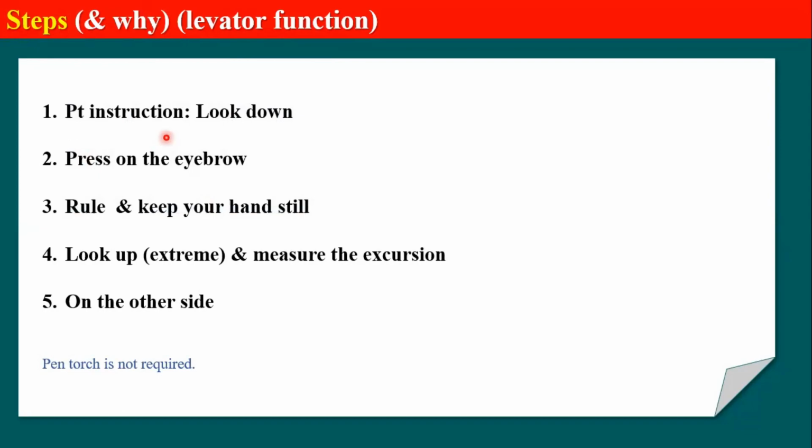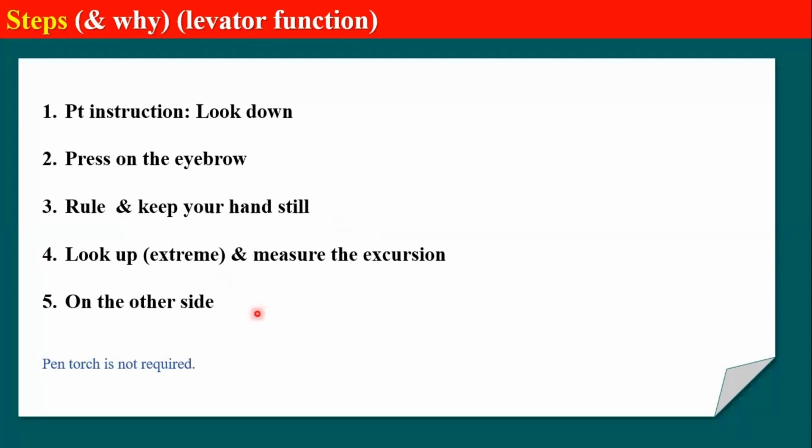Here we ask the patient to look down again. So remember, look down, and place the thumb on the eyebrow while the patient is looking down. Here we need a ruler because we are going to measure. I forgot to mention that we also need a ruler in the MRD1. So the tools are actually pen torch and ruler. We need to place the ruler, keep your hand still, and then ask the patient to look extreme up and measure the amount of the excursion of the upper eyelid.